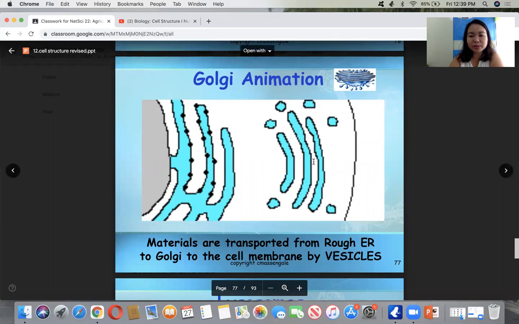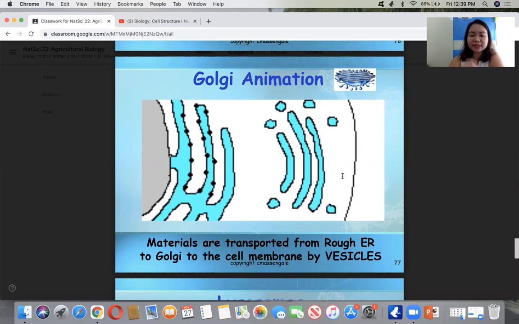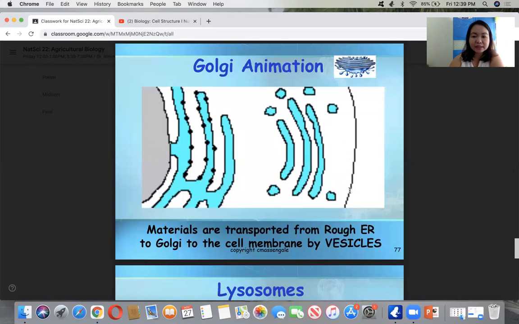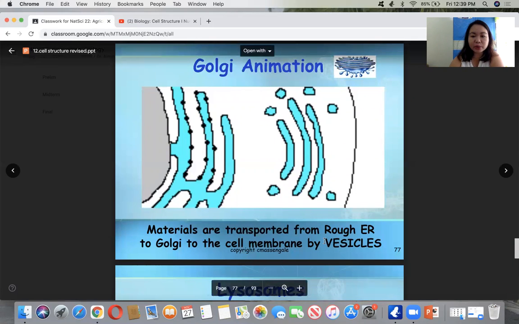So this is supposed to be a Golgi animation, but we have seen this before in the first video. In this, materials are transported from the ER to the Golgi to the cell membrane by vesicles.